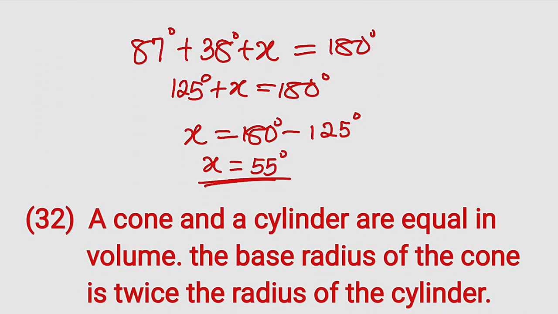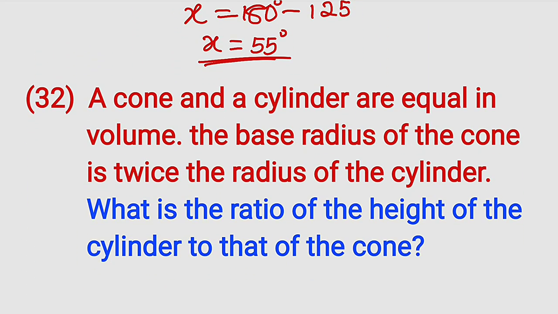Now let us move on to question number 32, which is a word problem question. It reads, a cone and a cylinder are equal in volume. The base radius of the cone is twice the radius of the cylinder. What is the ratio of the height of the cylinder to that of the cone?